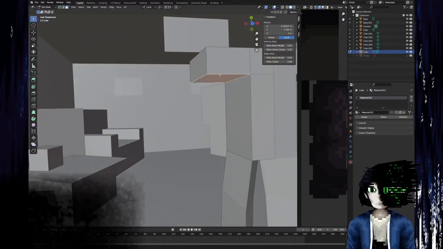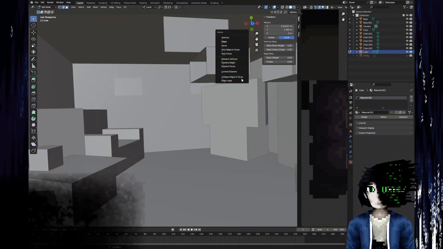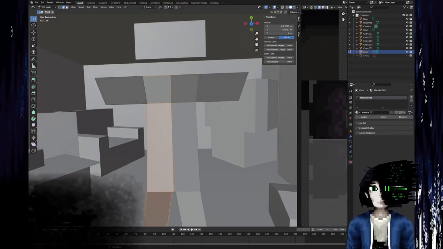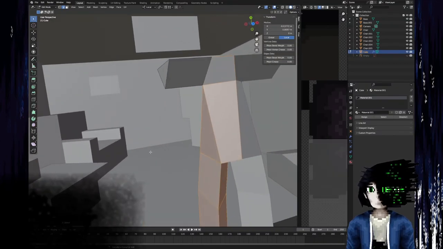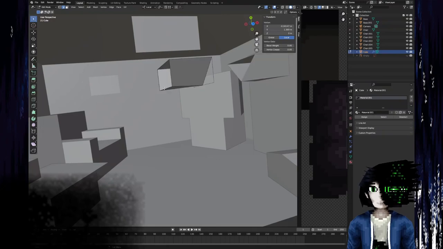So again, I'm just going to hide unselected. Collapse. Collapse. A little hidden. Oops. Oh, I didn't mean to do that. I didn't realize it could do that. It actually collapsed the vertex. It collapsed an edge that was hidden. There we go. That's more what we wanted.